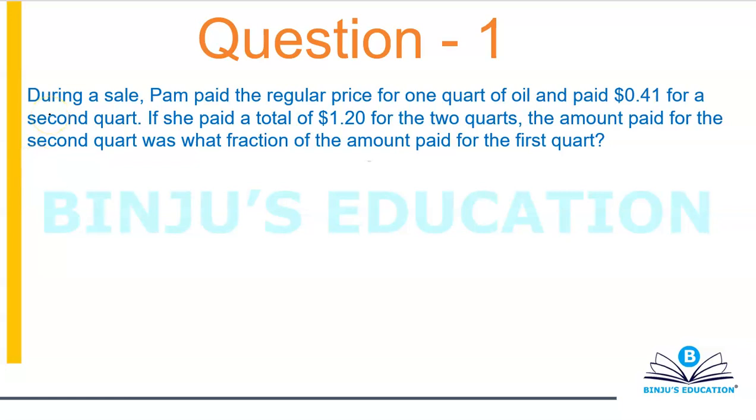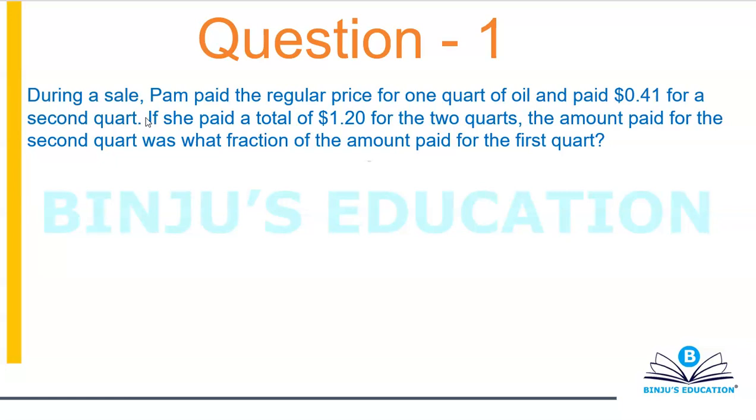Now I'm going to tell you what goes on in my mind when I see a question like this. You need to read word problems in maths line by line, from one full stop to the next. So I would read this question as: during a sale, Pam paid the regular price for 1 quart of oil and paid 0.41 for the second quart. I'm going to stop here.